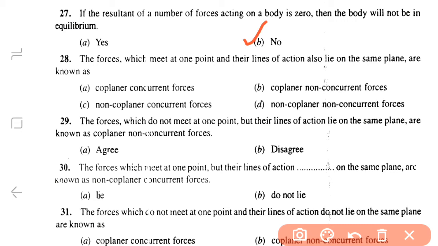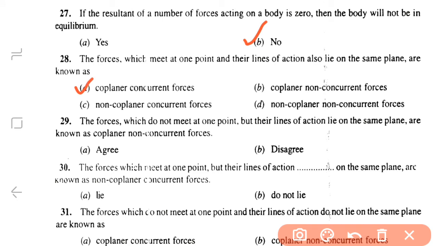Now next is the forces which meet at one point and their lines of action also lie on the same plane are known as, here options are, option A is coplanar concurrent forces, option B is coplanar non-concurrent forces, option C is non-coplanar concurrent forces, and option D is non-coplanar non-concurrent forces. And here friends, option A is the correct answer for this question, that is coplanar concurrent forces.